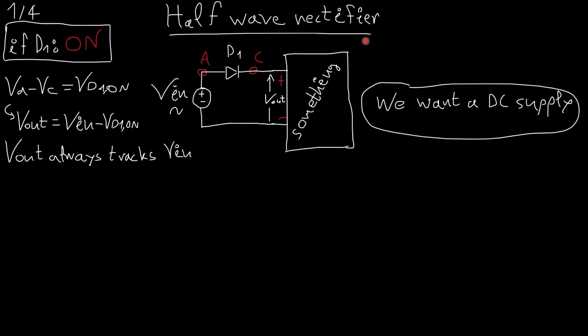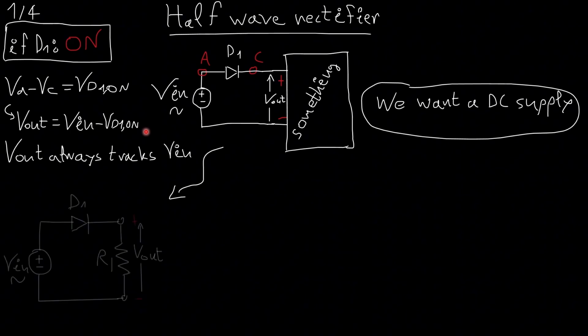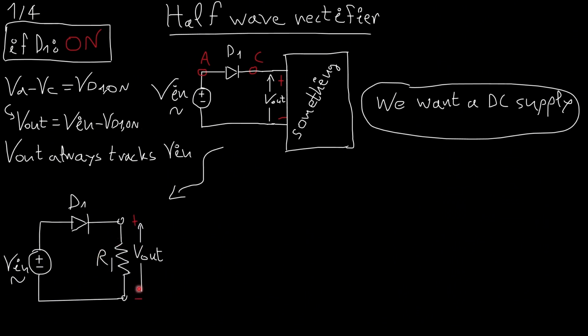Whatever we have here doesn't matter. As long as the diode is on, the output is going to track the input, and it's going to be the same as it minus this constant value. So what if I directly connect a load here? I directly connect a resistor.